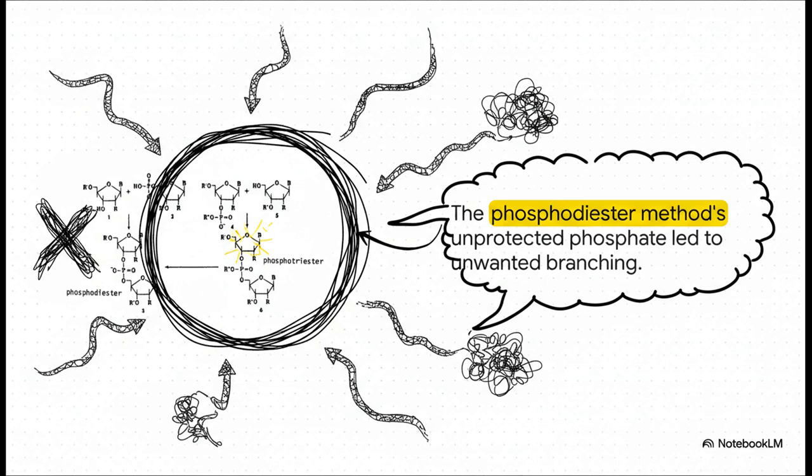The problem was that central phosphate group, the little connector piece. It was left totally exposed, and it started making connections where it shouldn't, creating all these messy, unwanted branches off the main DNA chain. So instead of a clean sentence, you got total gibberish.